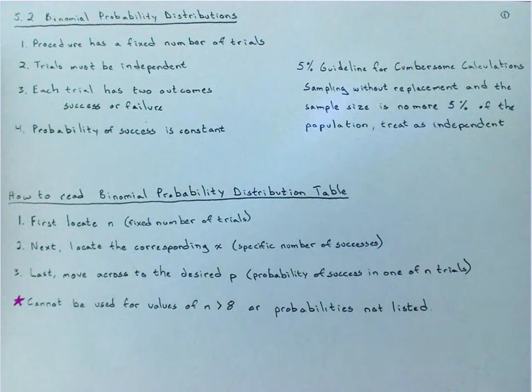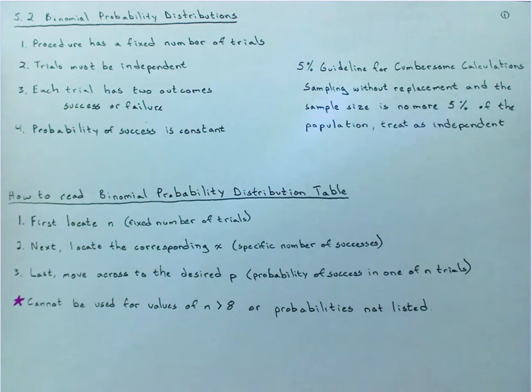Okay, so for this section, you'll need to know the criteria to have binomial probability distributions, and there are four criteria. The next thing you'll need to know is how to read the binomial probability distribution table. It is Appendix 1A in your book, so you can find that and use that. I also have the table on my campus. So, a simple set of instructions, and you'll see that reading the table is actually very simple also.